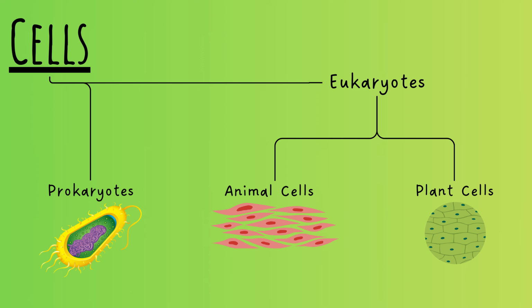So just a brief recap. Cells are split into 2 categories, prokaryotes and eukaryotes. Prokaryotes are typically bacteria, and eukaryotes are split into animal cells, that's us, and plant cells, such as the plant on my windowsill. Now let's take a real close look at a prokaryote.